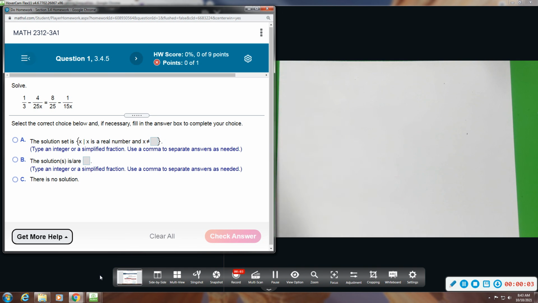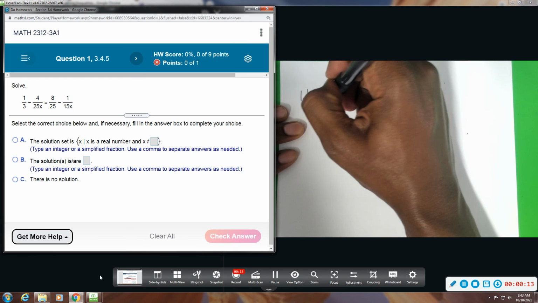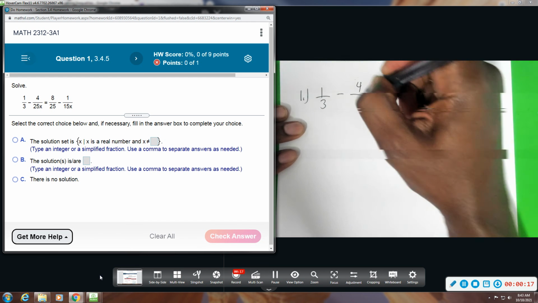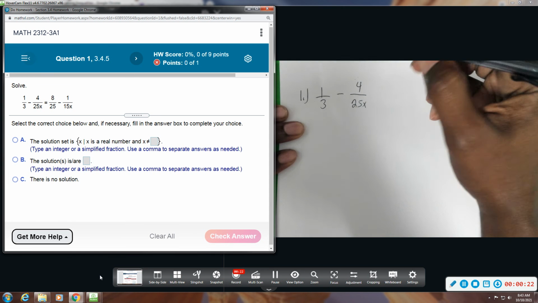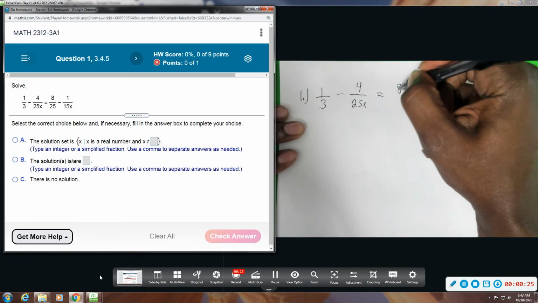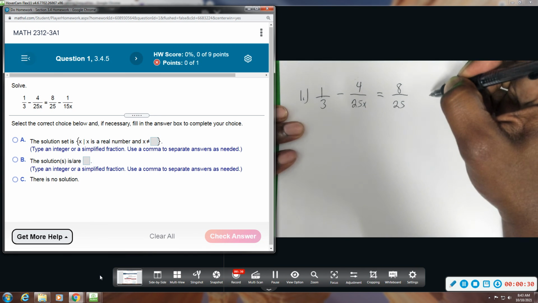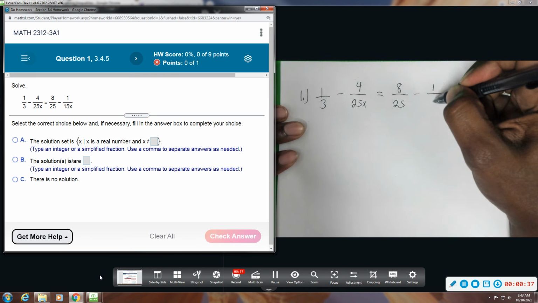Okay, number one, we're going to solve this rational equation. We have 1 over 3 minus 4 over 25x, and then that is equal to 8 over 25, and then minus 1 over 15x.